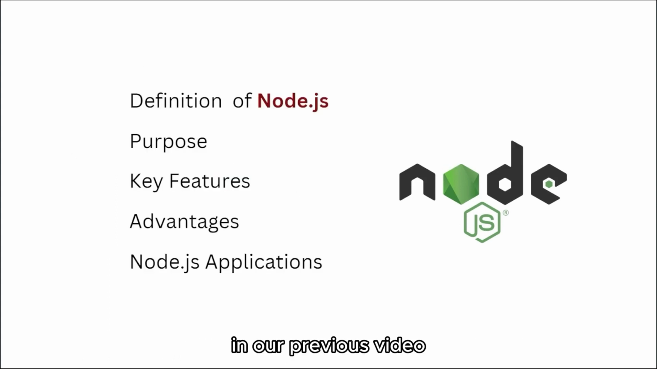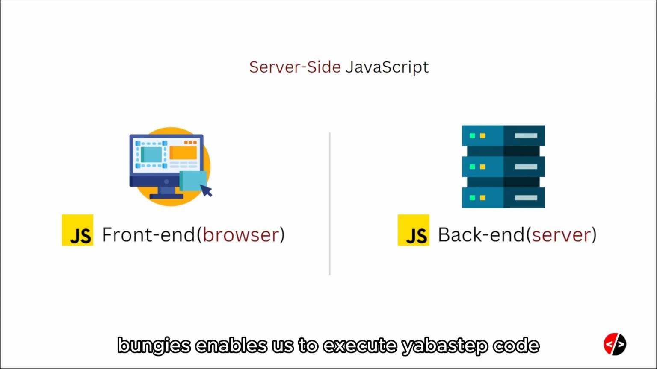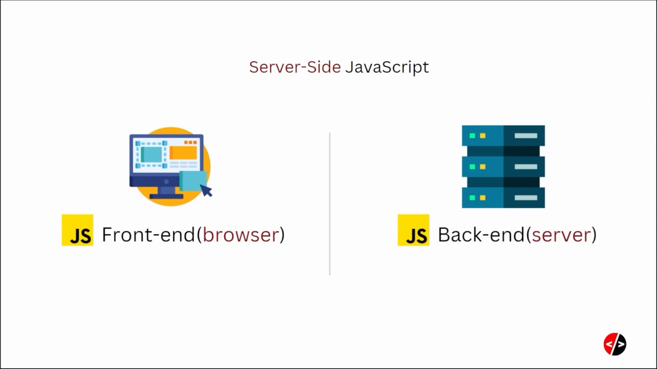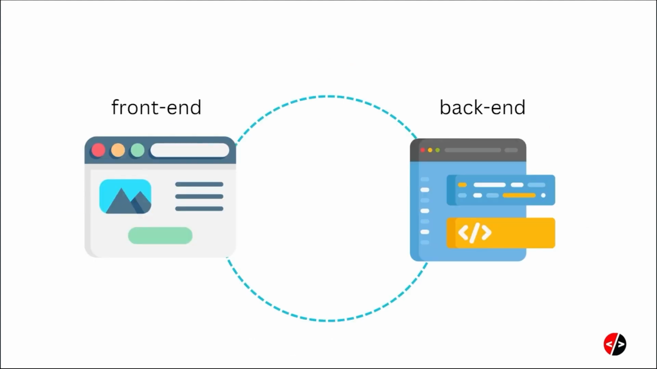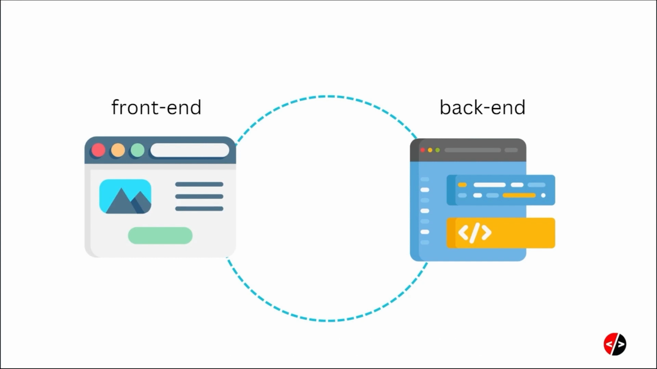In our previous video, we explored the fundamentals of Node.js, learning about its role as a cross-platform JavaScript runtime environment. Node.js enables us to execute JavaScript code outside of web browsers, opening up thrilling possibilities for web development. It breaks down the barriers between front-end and back-end development, allowing us to use a unified language across the entire stack.